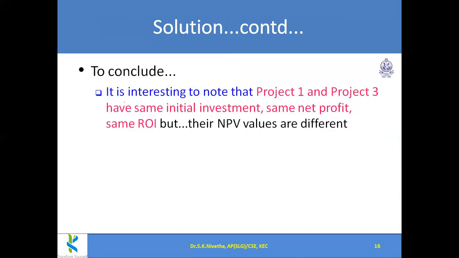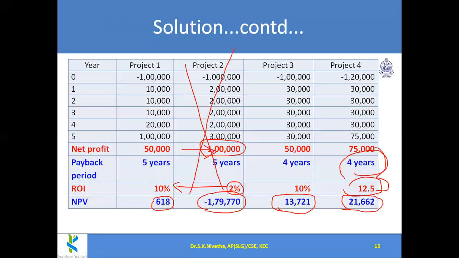And to conclude, it is interesting to note that project 1 and project 3 have the same initial investment, same net profit, same ROI, but their NPV values are different. Let me simply go back here. You could see project 1 and project 3. Same net profit, same return on investment, but the NPV values are completely different, with a wide range. Okay. So how do we draw a conclusion? So we can see the payback period is less here and this net present value is somewhat higher than this.